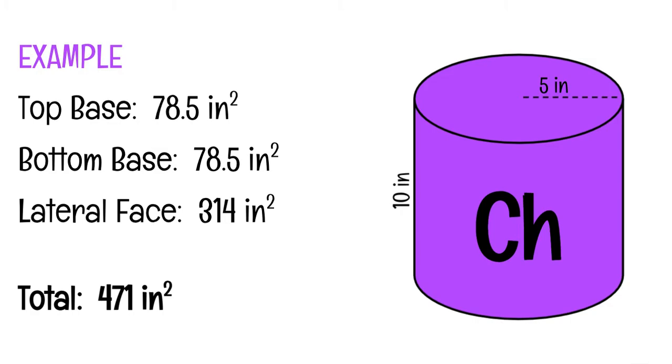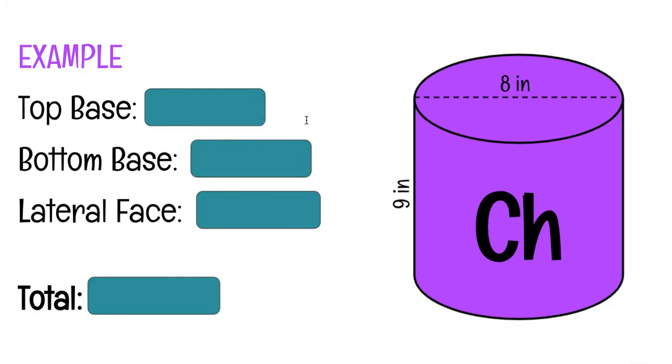Let's try one more. Ooh, so this one, it gave us the diameter this time. The diameter across is 8 inches and the height is 9 inches. So for the top base, that's the area of the circle here. Area formula is pi times radius squared. This doesn't give us the radius. But if we know that the diameter is 8 and the radius is half of that, the radius is 4.